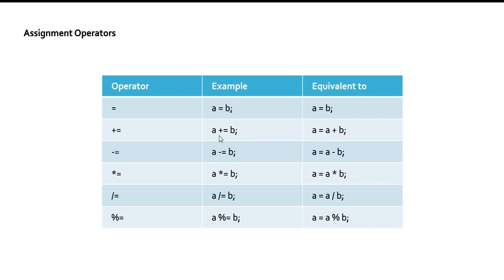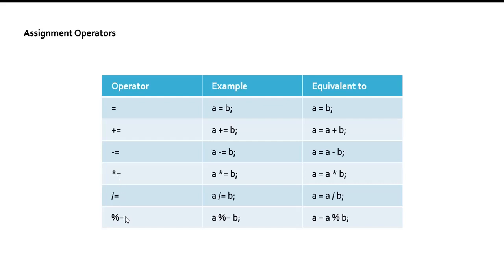So it will add a number. In short, we can write it as A plus is equal to B. This is a shorthand operator. In the same way, if you want to perform A minus B and store the value in A, then rather than writing A is equal to A minus B, in short we can write A minus is equal to B. The same is applicable for multiplication, division, and modulus as well.